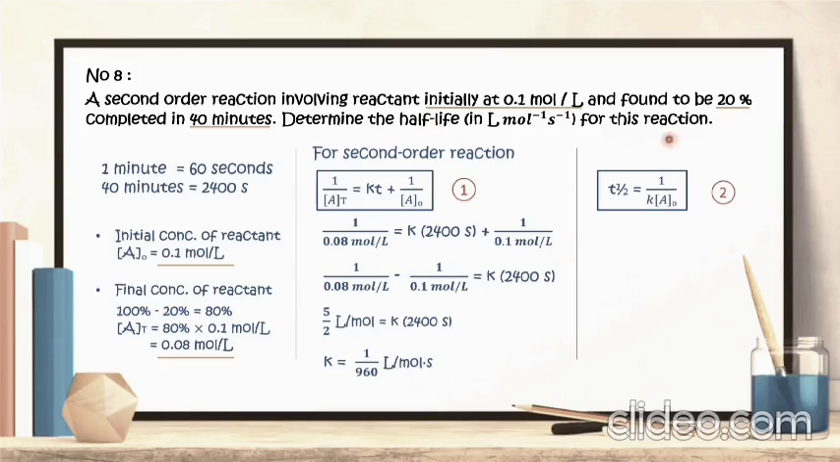Next, we need to find the half-life for this reaction. Substitute the initial concentration into the half-life equation, and the equation will be T half equals 1 over 1/960 times 0.1. And the final answer for the half-life is 9600 seconds, which can also be converted to 160 minutes.